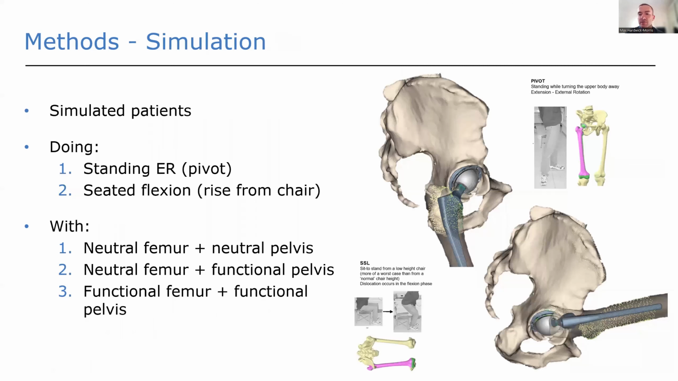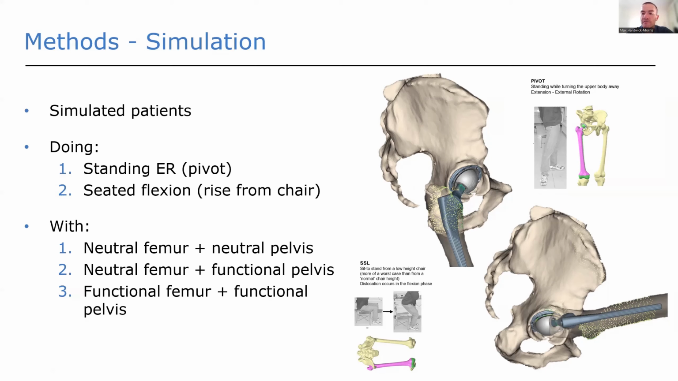We simulated patients doing 2 dislocation-prone movements: standing external rotation, or a pivot movement, and seated flexion, or a rise from chair movement. Each patient was simulated doing these movements using 3 different bony alignments. The first was neutral femur and neutral pelvis. The second was neutral femur and functional pelvis. And the third was functional femur and functional pelvis.